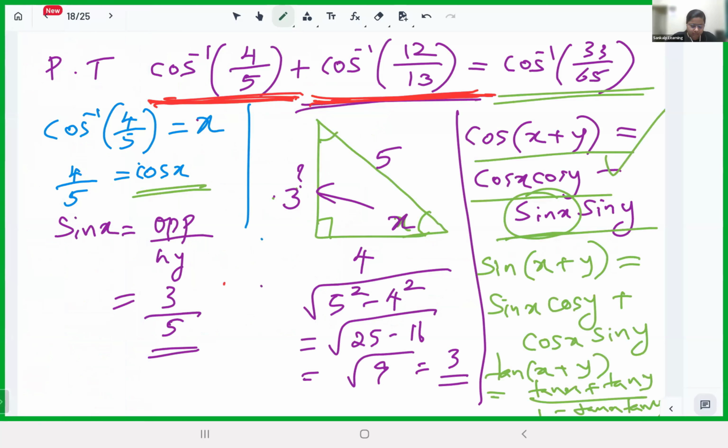Okay. So I hope this session was useful to you all. From this session, we have finished the chapter inverse trigonometric functions. In the next session, we'll be continuing the chapter matrices. All right. So thank you.